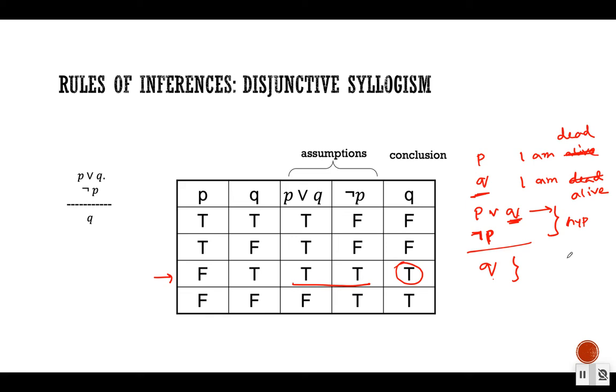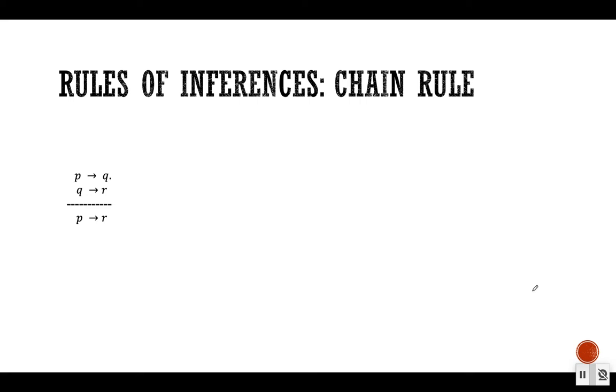All right, another rule of inference is the chain rule. So if P implies Q and Q implies R, that means P implies R. Okay, so if P implies Q and Q implies R, then P implies R.